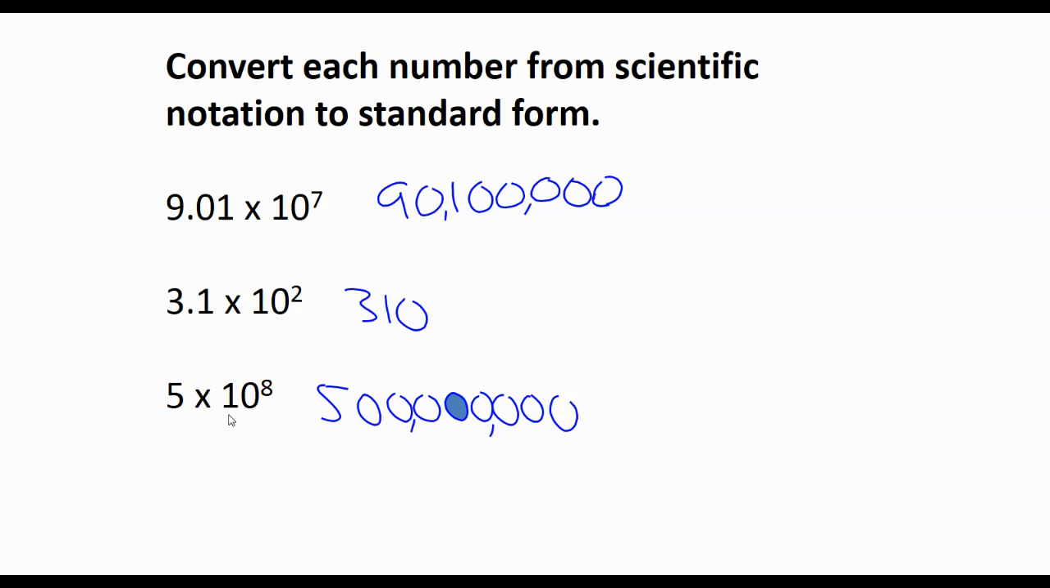For the third one, 5 times 10 to the 8th power, this was a little tricky because there's no decimal in the 5, but we know that if there was, it would be after the 5. So when my decimal was right here after the 5, I'm going to move it 8 places. So 1, 2, 3, 4, 5, 6, 7, 8, and I fill in 8 zeros there, and that ends up being 500 million as my answer. All right, that is it for part 2.